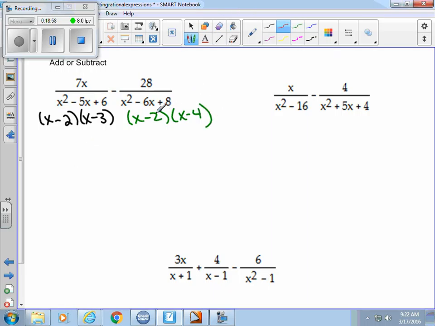So what does the left-hand fraction need? What's the right one have that the left one doesn't have? The x minus 4. Good. What does the left-hand fraction need that the right-hand fraction doesn't have?